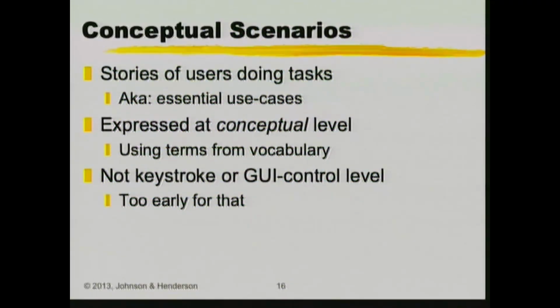And then you have conceptual scenarios, which come out of this conceptual model. Because once you have the concepts and their relationships and their attributes, you can build stories of users doing tasks. And in Agile, we call these essential use cases, and I'll explain how that works in a second. But the important thing is that these are expressed at the conceptual level, using terms from the vocabulary that you've created.